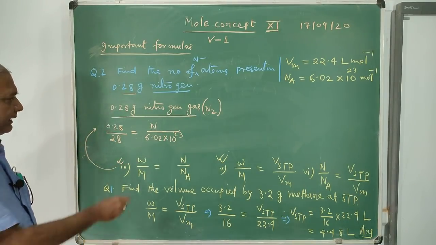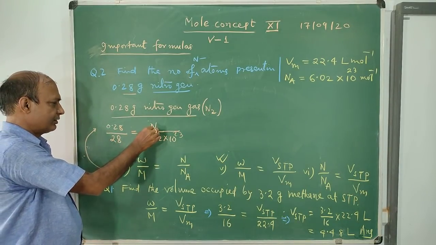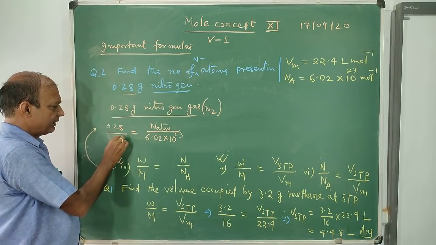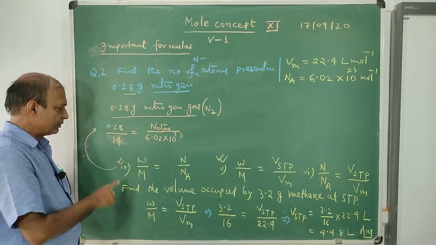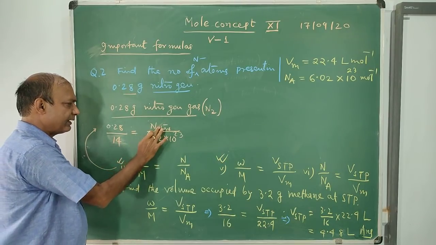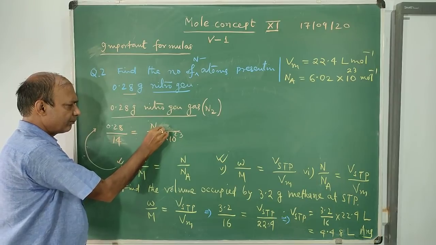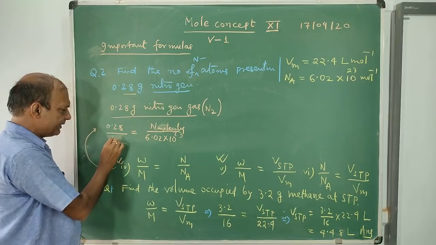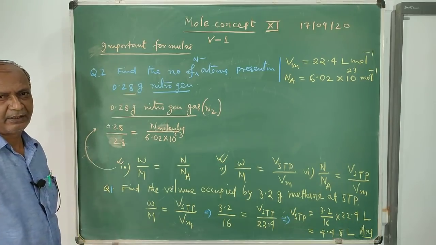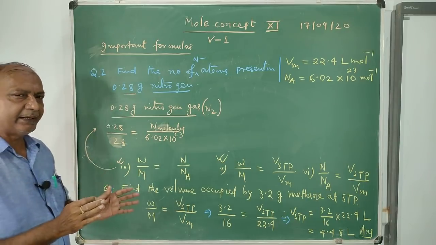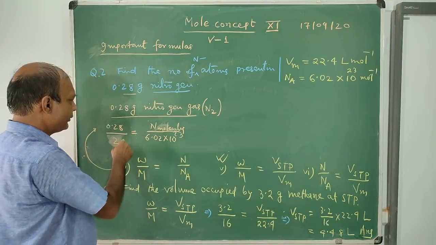Just simply, if you want to find the number of atoms, you can write here 14. You will get the answer because it is atomic mass. And if you want to find the number of molecules, you have to take 28. 28 is the molecular mass. So in both ways you can solve it. Whatever you like, you can do. Now I am doing it in this way.